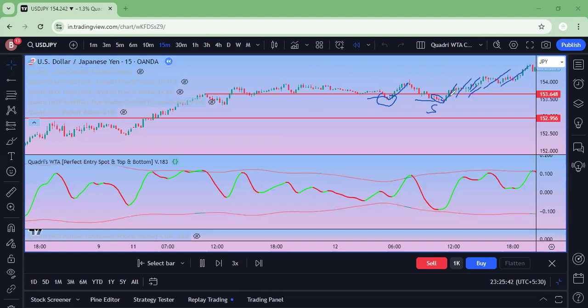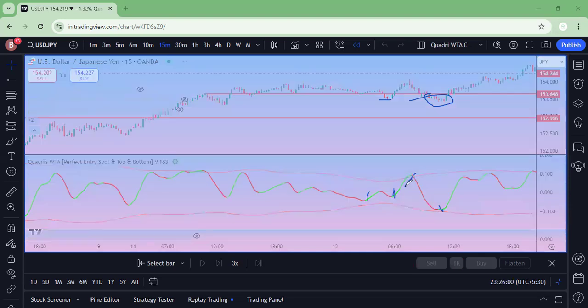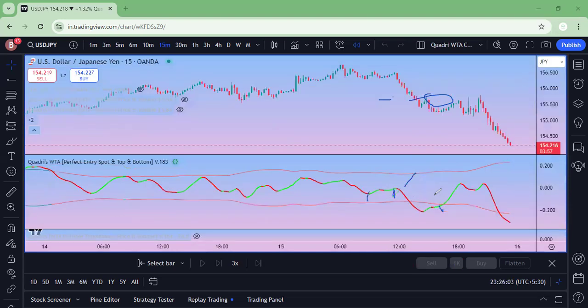So you have to be very vigilant when trading with this, and that is the reason I have added this red and green waves kind of thing, so that you know if you are buying or selling, and whether the market is going upward or downward. If that is the case, then you can sell over here or buy over here.